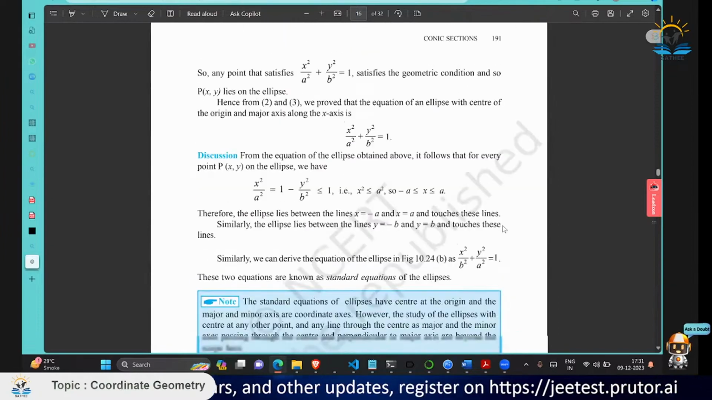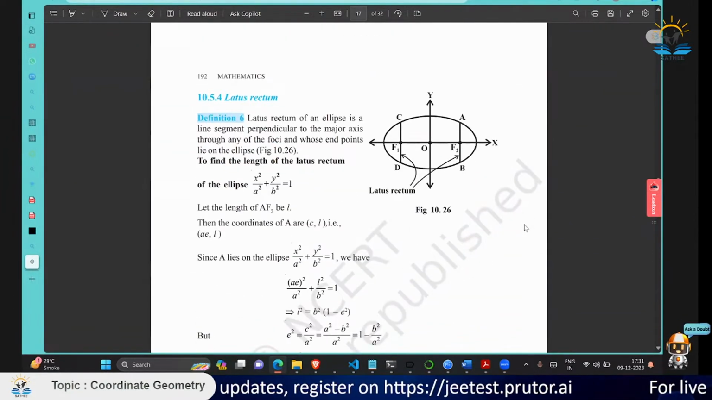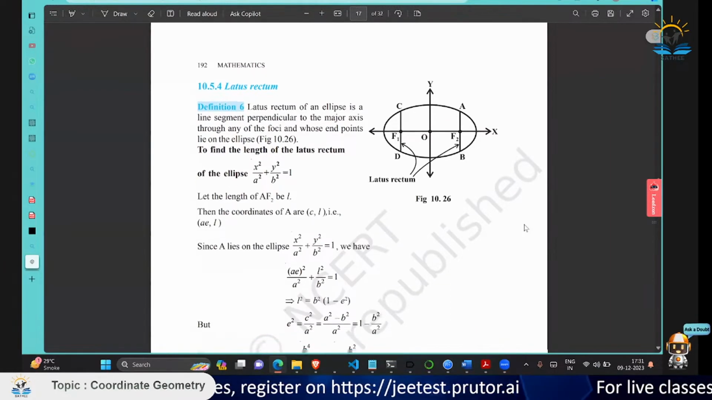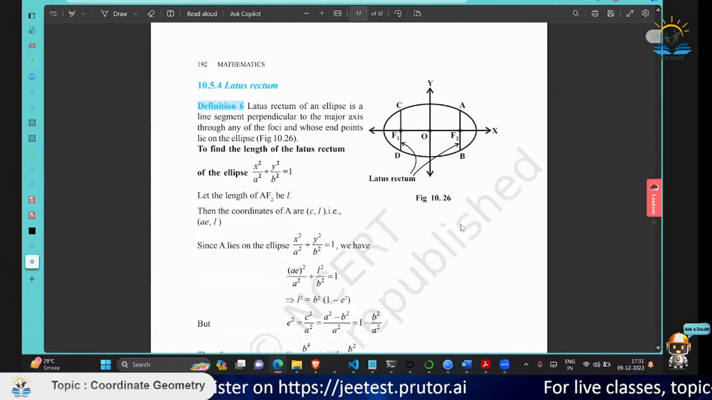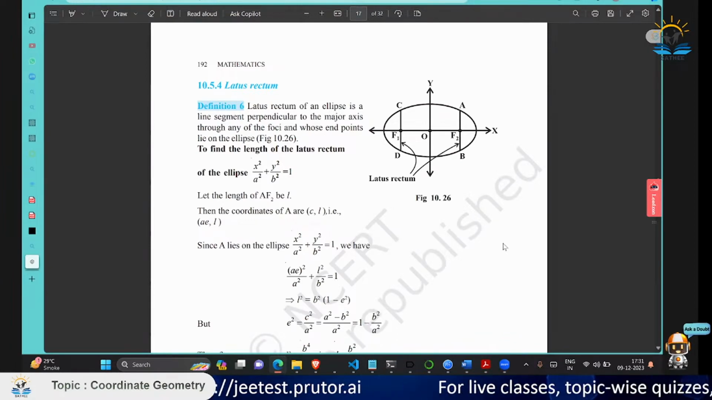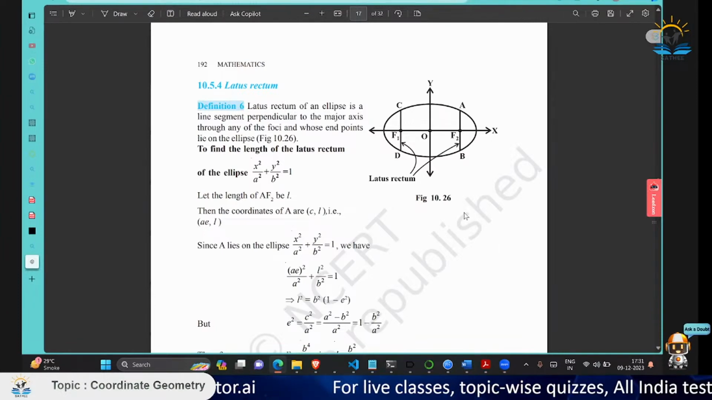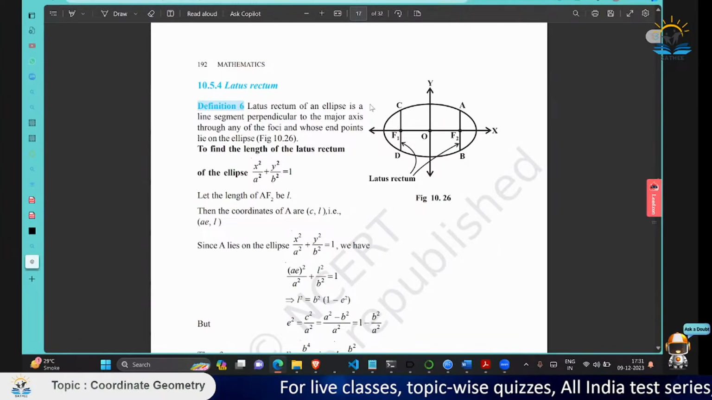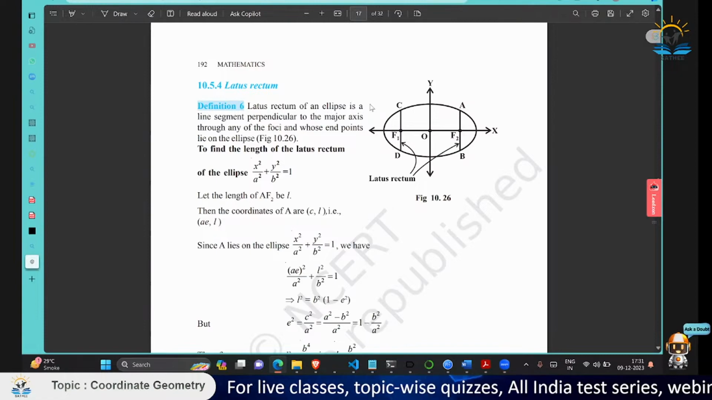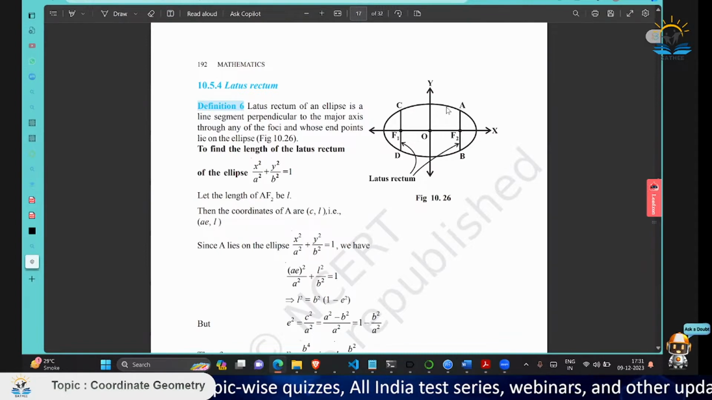Latus rectum. Latus rectum is present here also; we saw it first in the parabola case. The latus rectum of an ellipse is a line segment perpendicular to the major axis through any of the foci whose endpoints lie on the ellipse.